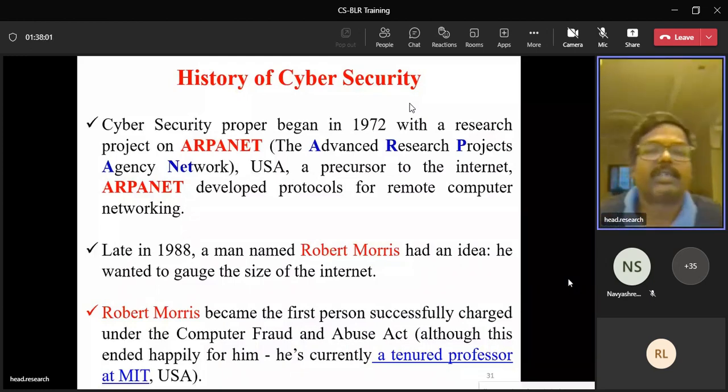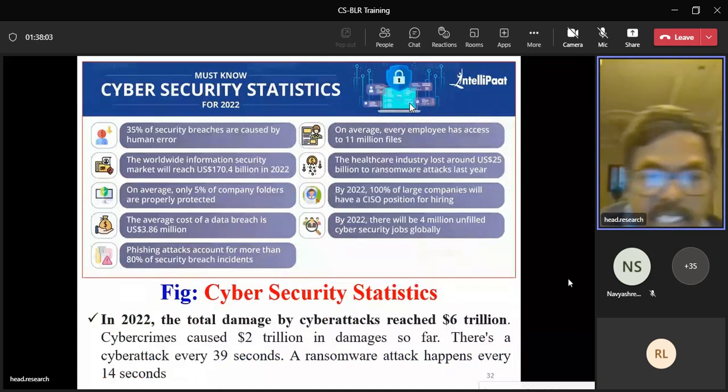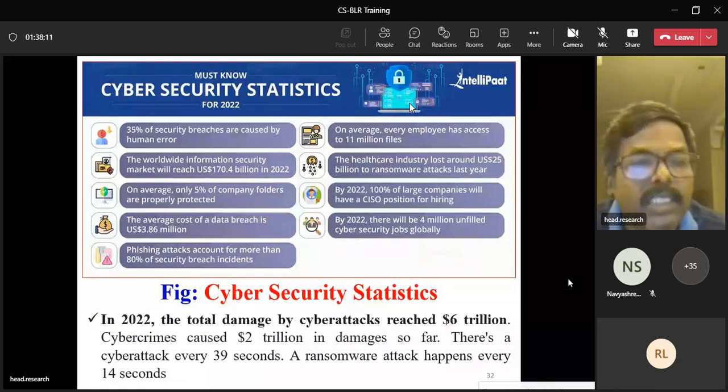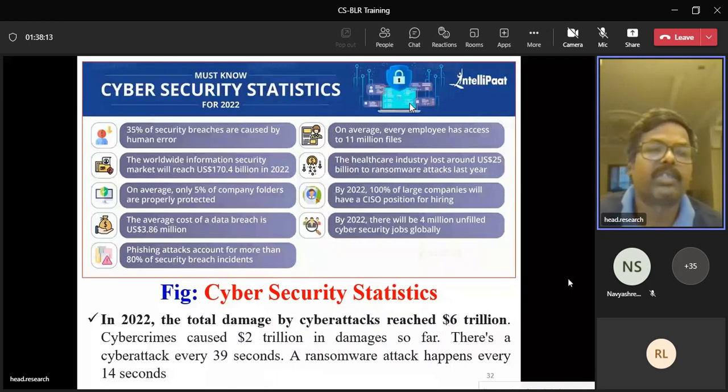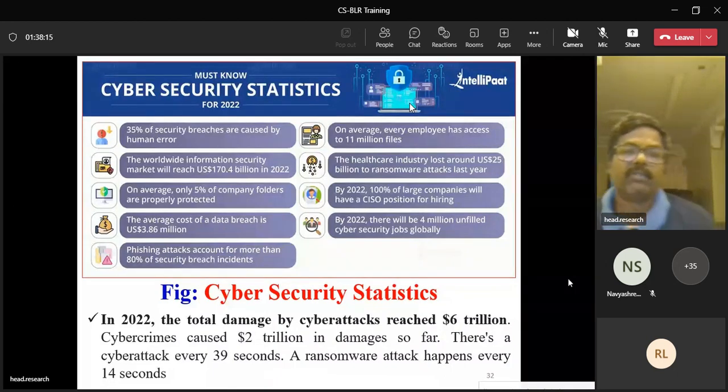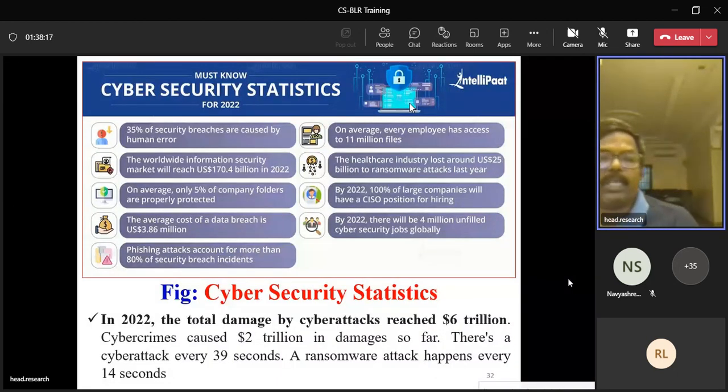Cyber security statistics. 35% of security breaches are caused by human error. The worldwide information security market will reach $170.4 billion in 2022. On average, only 5% of company folders are properly protected. The average cost of a data breach is $3.86 million.